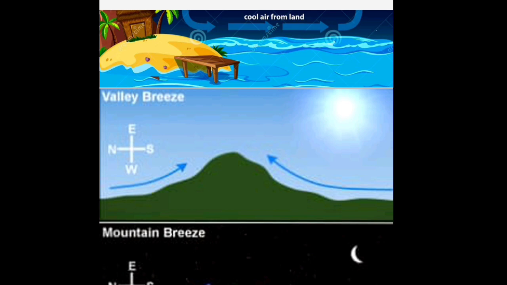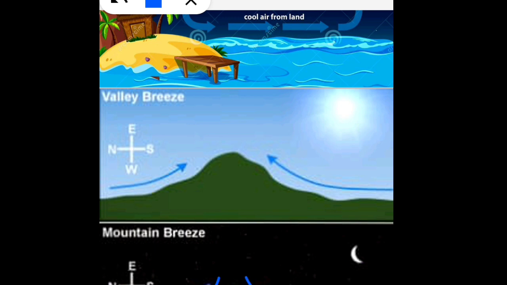Now mountain or valley wind, they are basically seen in the hilly areas or the mountainous region. So what happens during the night time: the air at the top of the mountain becomes quite cold due to the decrease in temperature. The density of the air will also increase, therefore the wind or the breeze will blow from the top of the mountain towards the valley.